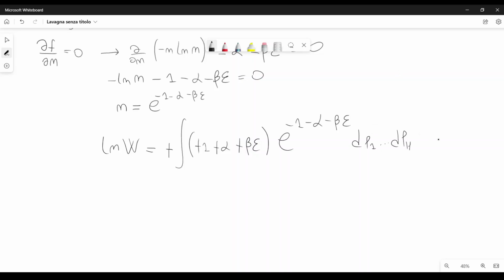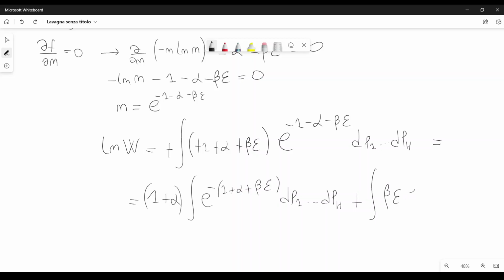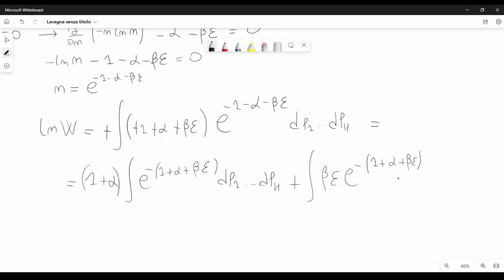And from here we can rewrite this as (1 plus alpha) integral e to the minus (1 plus alpha plus beta epsilon) dp1 ... dph. Then I get plus integral beta epsilon e to the minus (1 plus alpha plus beta epsilon) dp1 ... dph. In this case, I have not put epsilon out of the integral since this energy here can depend on these variables, whereas 1 plus alpha here is just a constant. And also beta is a constant, so I could put it out of the integral, but I cannot put in general epsilon. And how can I rewrite this expression?